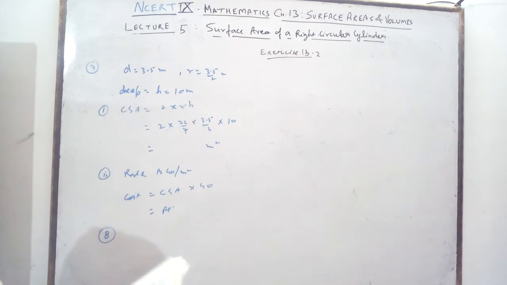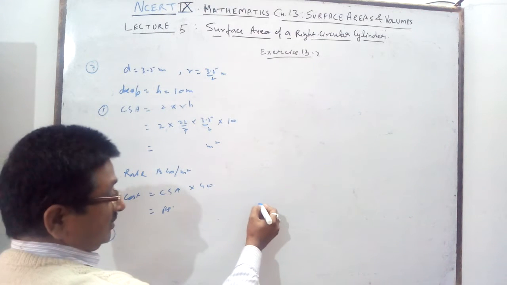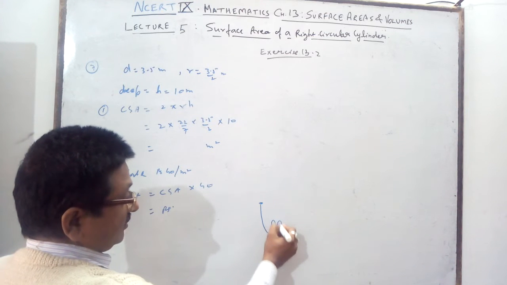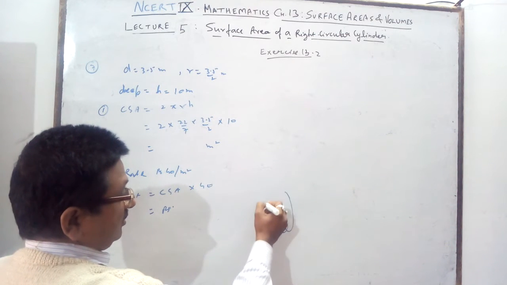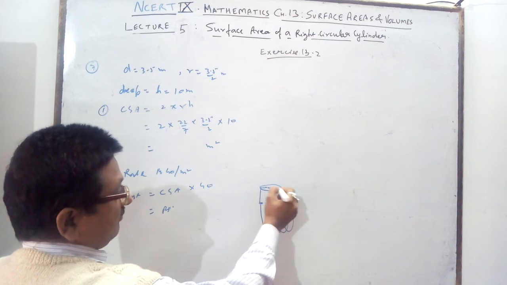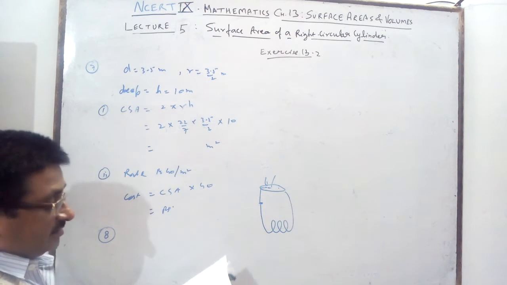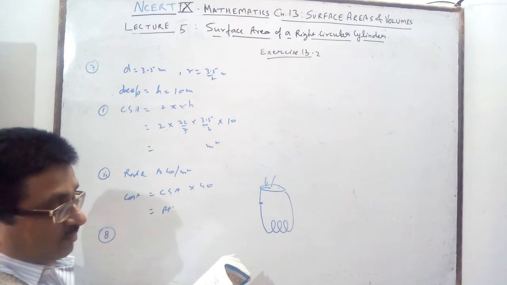Question number 8. In a hot water heating system, do you know the hot water heating system? Like this, you are getting a pipe and an immersion rod that has a plug and wire. So this is the CSA. This immersion rod is a heating coil. What is given about the heating?